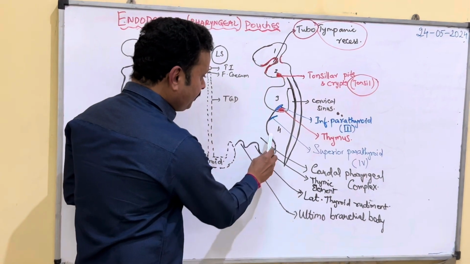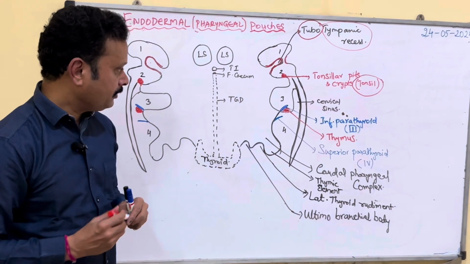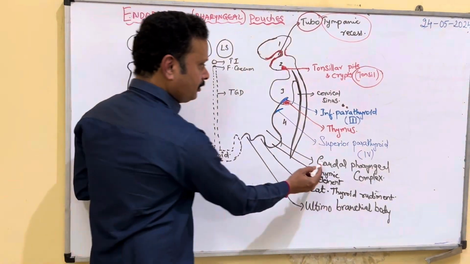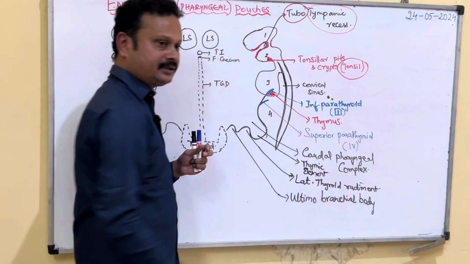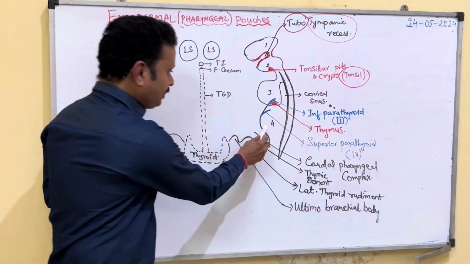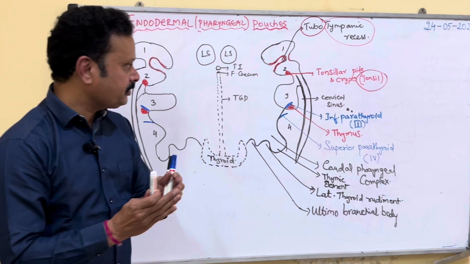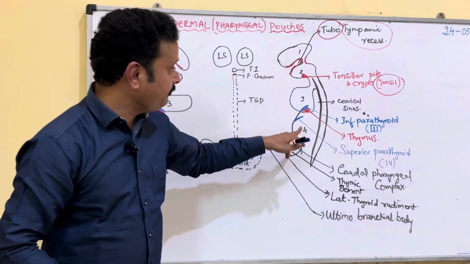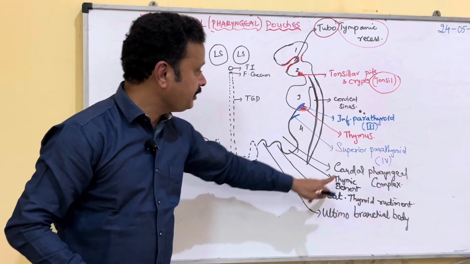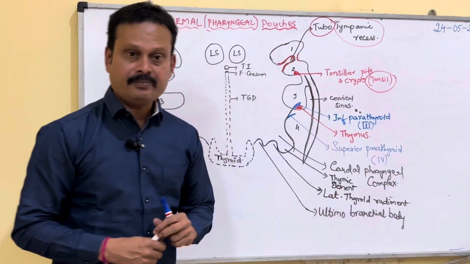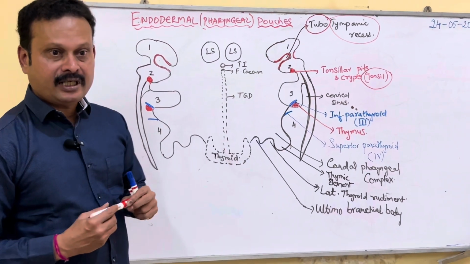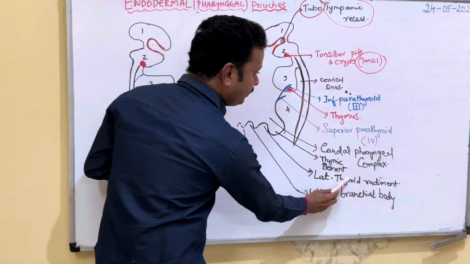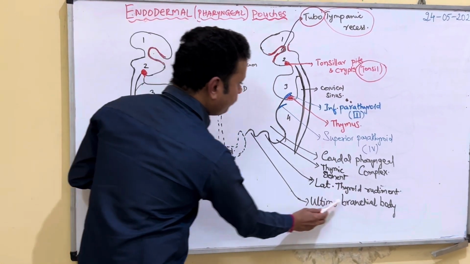Then the ventral aspect of this fourth pouch gives rise to a complex called the caudal pharyngeal complex. So this completely is that complex, the ventral wing of the fourth pouch. The dorsal wing is the superior parathyroid, the ventral wing gives rise to the caudal pharyngeal complex, which consists of three elements: the thymic element, the lateral thyroid rudiment, and the ultimobranchial body.